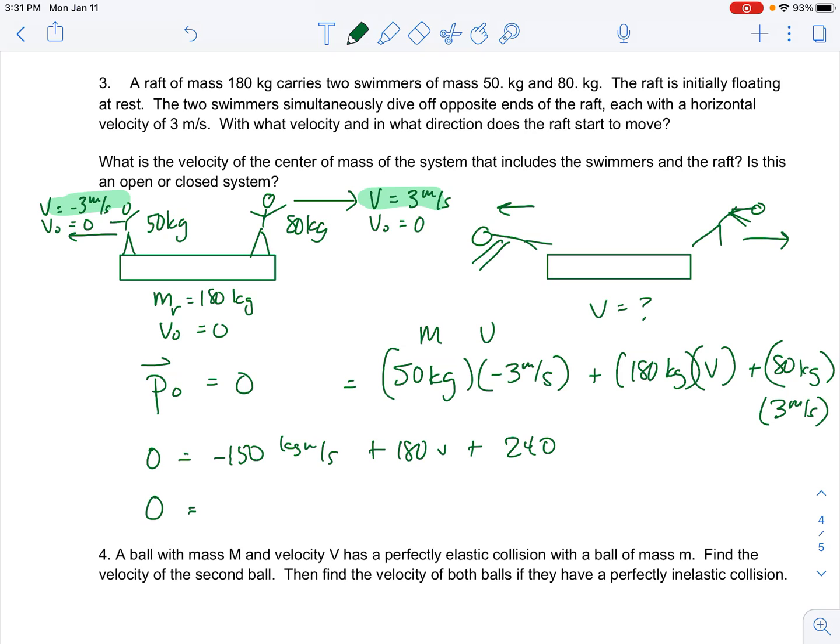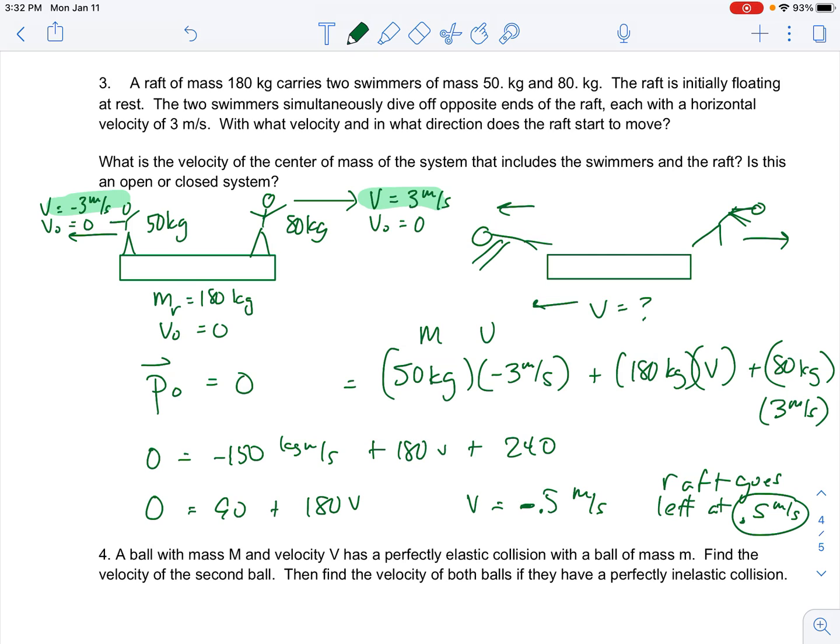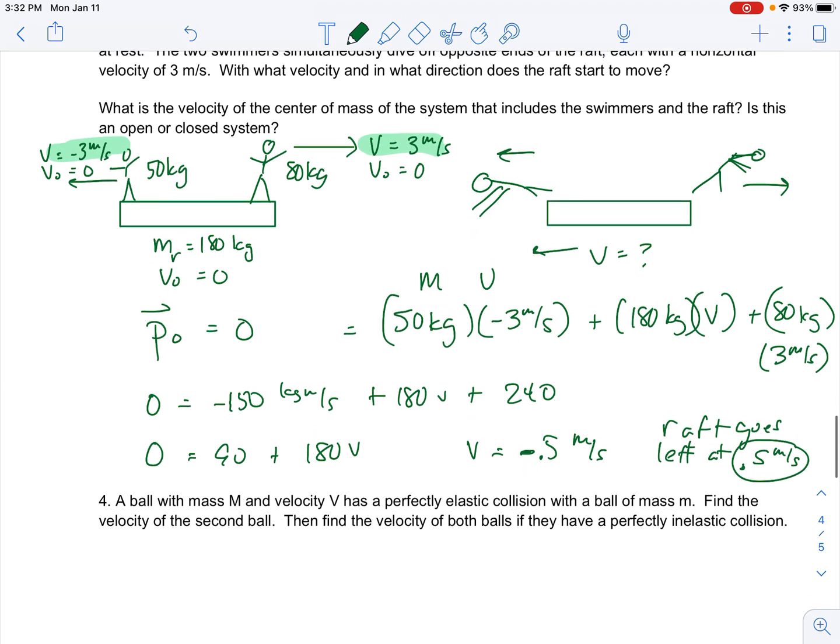0 equals, let's see, what is this? 90 plus 180V. I'd subtract 90 from both sides and divide by 180, so I get V is negative 0.5 meters per second. So that tells me that the raft is going to go to the left at 0.5 meters per second, or you could say negative 0.5 meters per second. You shouldn't say both, though. Either say negative 0.5 meters per second or left at 0.5 meters per second. If you say both, it's like a double negative, like I ain't never. And we don't want to do that.